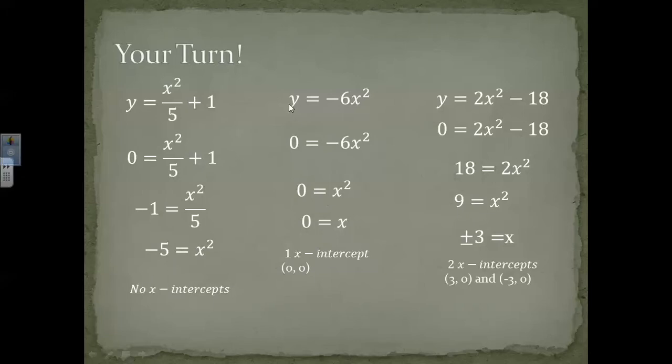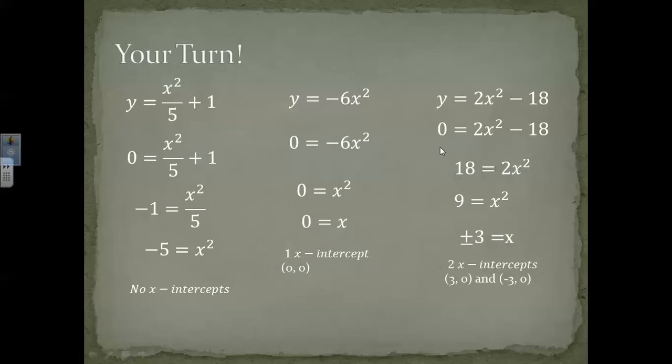This is one of our simpler problems, so we plug 0 in. We don't have to worry about an extra constant out here, so we can divide both sides by negative 6. We get x squared is 0. We take the square root of both sides, and we get 0. So this is, once again, an example of our one x-intercept, which is (0, 0). That also is the vertex. I mentioned that earlier.